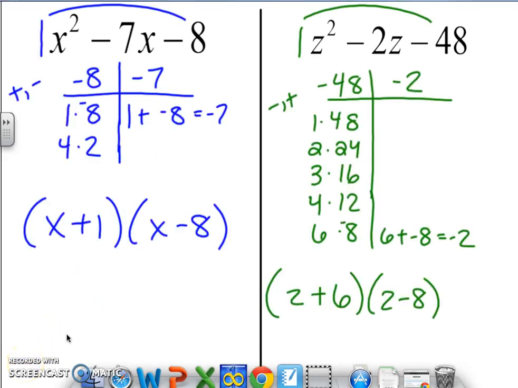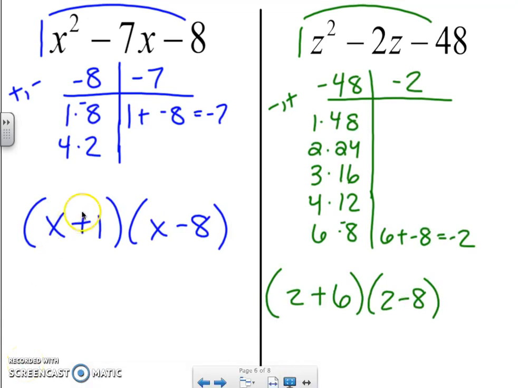For these two, I did a times c again, and so I did 1 times negative 8 and got negative 8. I wrote down all the factors of 8, which was 1 times 8 and 4 times 2. I noticed that this was a negative and this was a negative, and so remember when you multiply to get a negative, you've got to have one positive and one negative. So I played around with my positives and negatives, and I found that a 1 minus an 8 would give me a negative 7, so my 8 should have been negative. So I wrote x plus 1 and x minus 8.